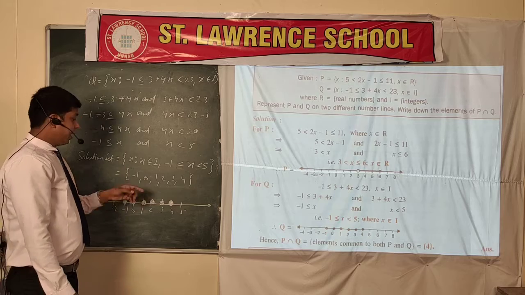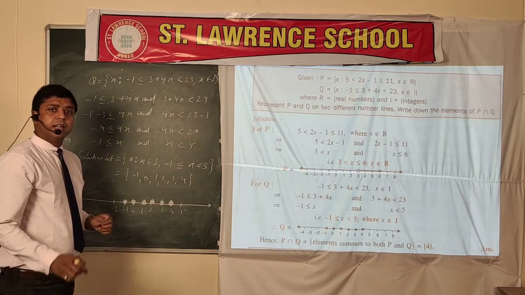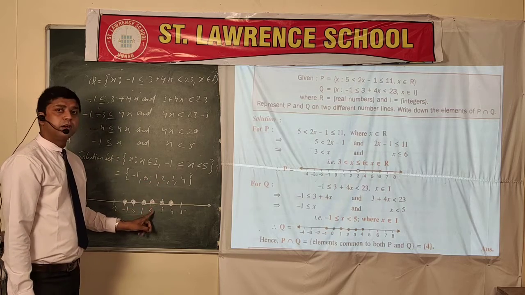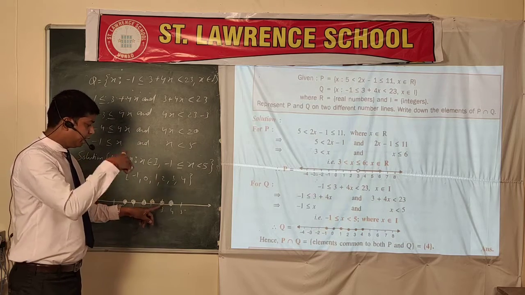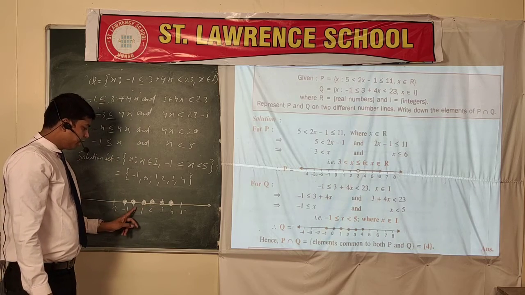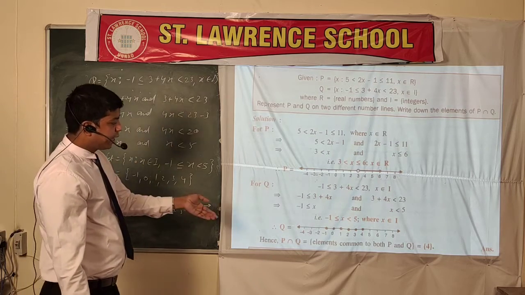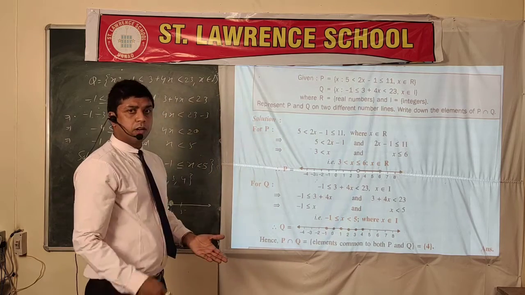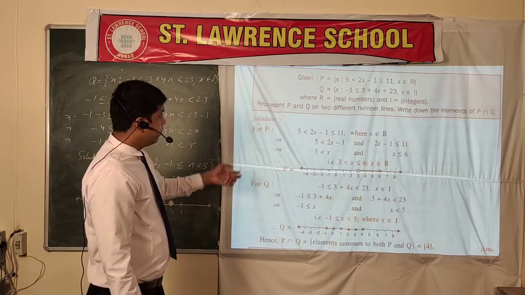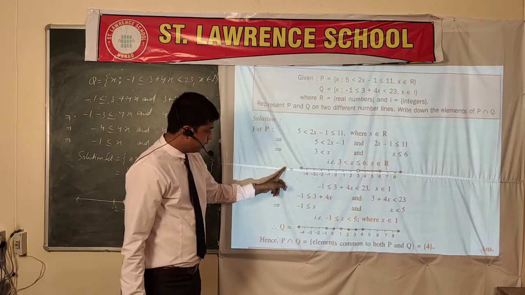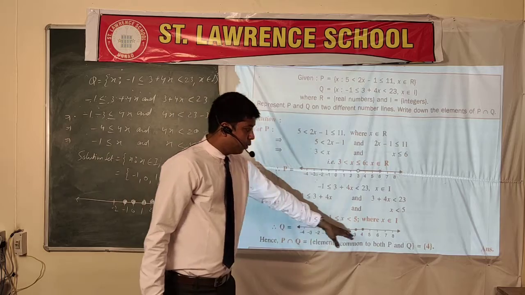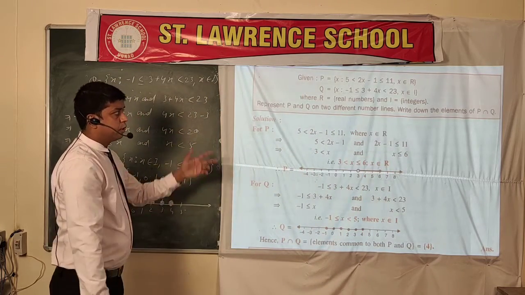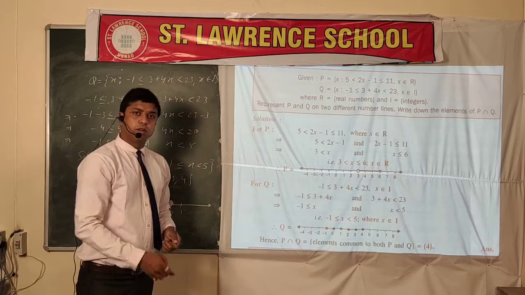You can understand every number is not your integer. 2.1 will not be your integer. So you have to darken only and only 2, only 3, only 4, only 1, 0 and minus 1. Now they are asking P intersection Q. Intersection means you have already studied, common numbers only, and between this P and this Q, you can see only the common number is 4. So you can find out intersection of the two sets also and union also of two sets.